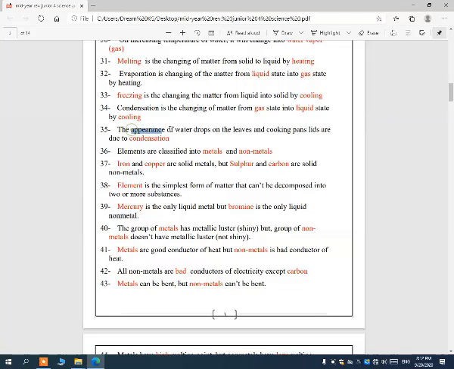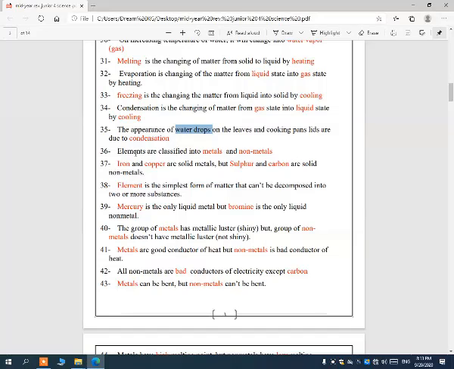35. The appearance of water drops on the leaves and cooking pan lids are due to, I said to you, when I see the water drops, condensation. I will write condensation.